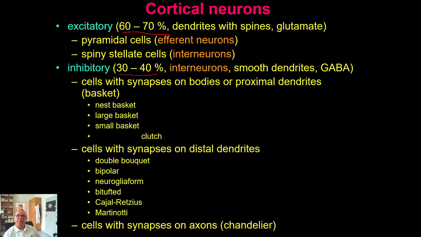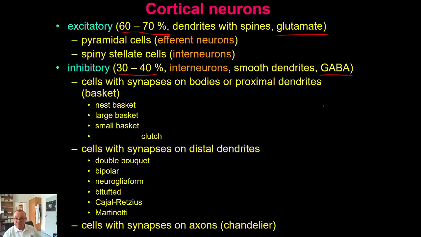Another way how to recognize them is immunohistochemistry. You'll focus on the neurotransmitter. Excitatory neurons of cerebral cortex contain glutamate. Inhibitory neurons contain gamma-aminobutyric acid, well known under the abbreviation GABA. So they are so-called GABAergic.